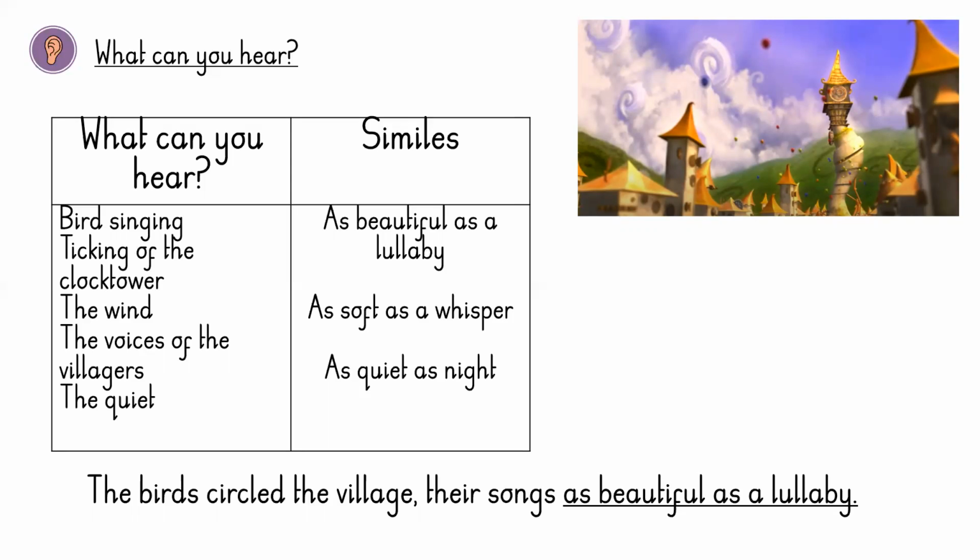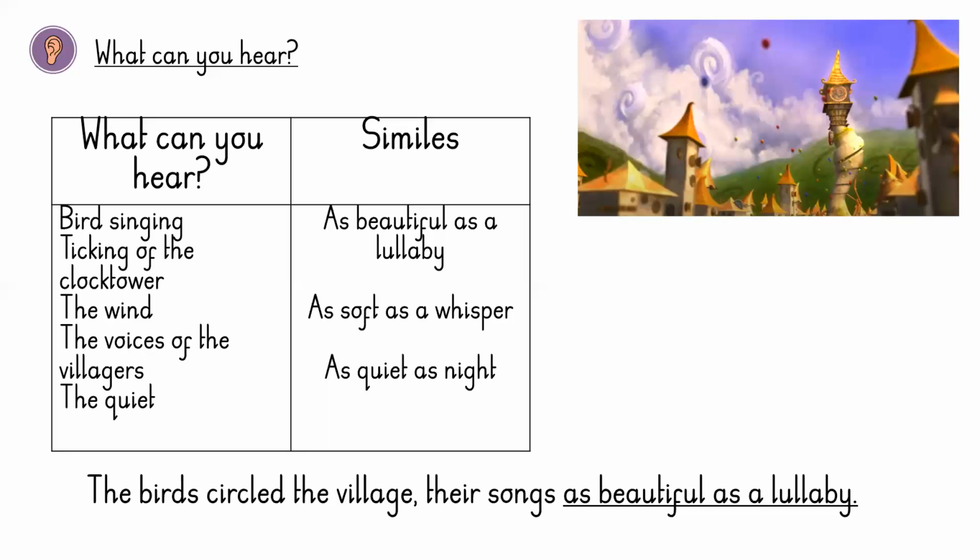Okay, and they will use either as or like in their comparison. And the reason we use similes is because it gives our reader a better understanding of the description we're trying to show. Okay, it gives them something else to imagine, and it will give them a much clearer understanding. So the rule with a simile is it has to use as or it has to use like. Okay, that's the only rule.